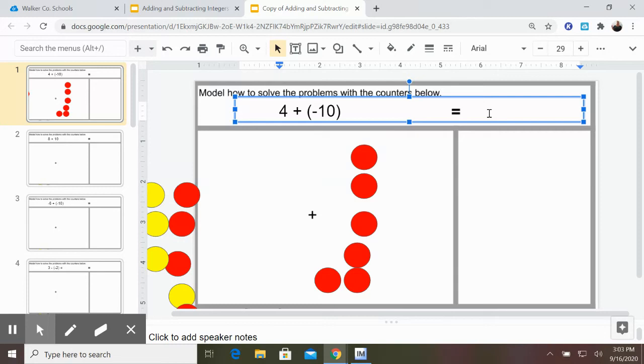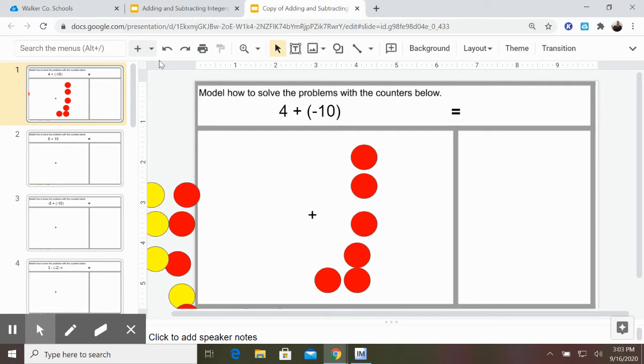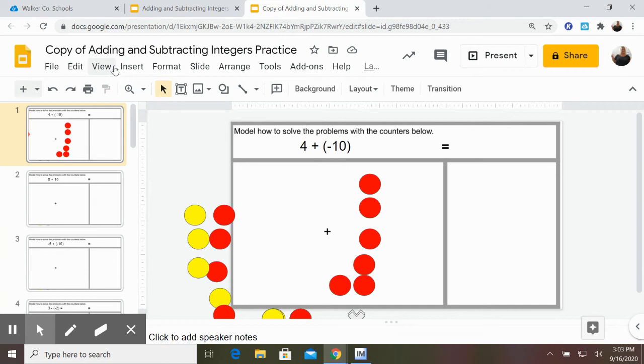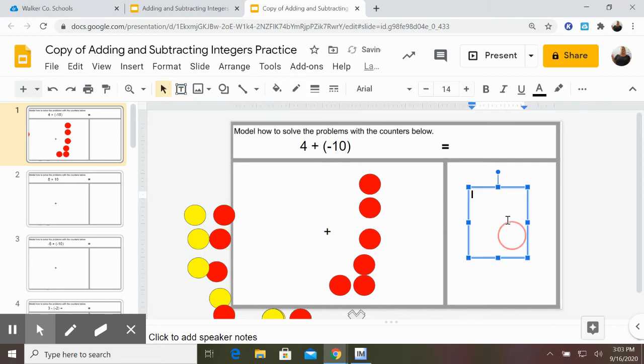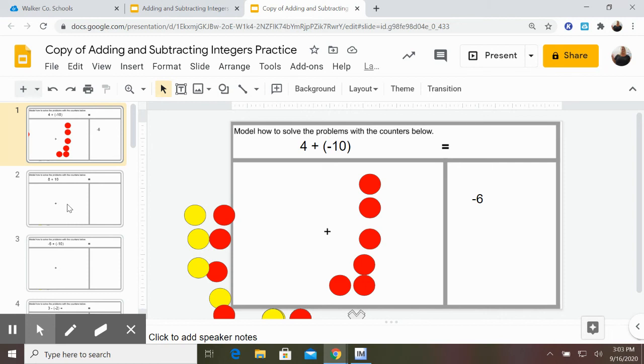Let me click over here. I can always insert a text box. And I'll go back and put a text box on all of your slides so you can just type in the answer: negative 6. So tomorrow when you do yours, it'll have a text box here. I'll fix that before I assign it to you. So negative 6.